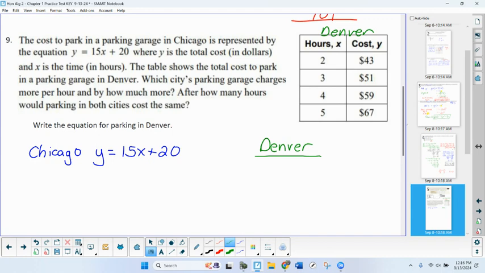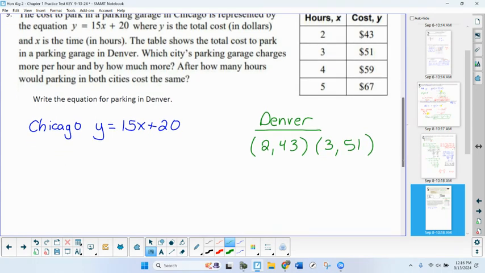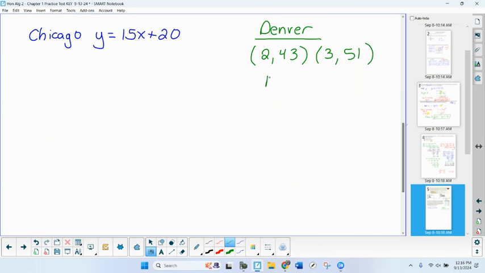Jarrett, pick 2 points. What 2 points do you want to use? 2 and 43, and 3 and 51. What do you have to find first, Jarrett? Slope. Okay, how are you going to find your slope? Subtract 43 from 51 over 3 minus 2. Okay, what's 51 minus 43? 8. Over 1. So what's your slope? 8.